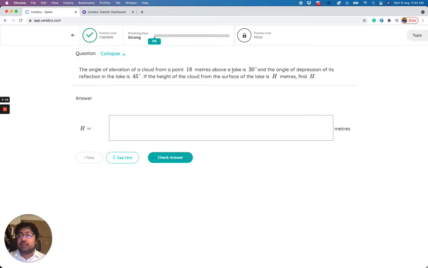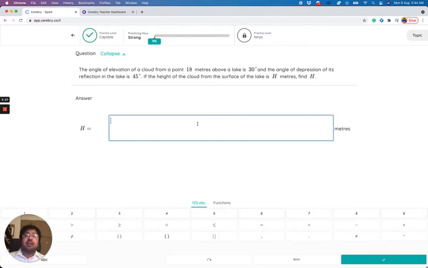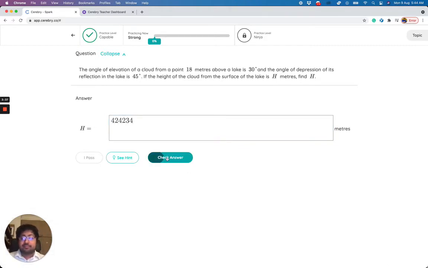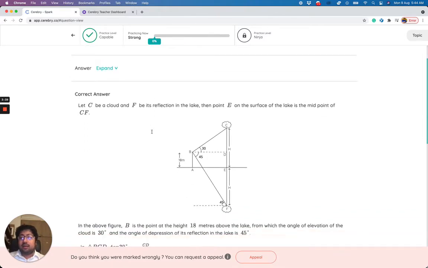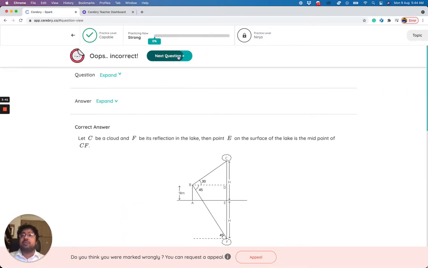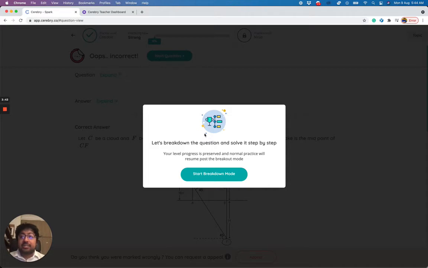If the student clicks on next question, now the engine wants to assess whether the step-by-step solution was enough to move the student across or not. So we generate yet another question, exactly same configuration, same difficulty level, but different expressions to see if the student has understood the solution or not. Let's say the student has not understood, so I'll give a wrong answer again.